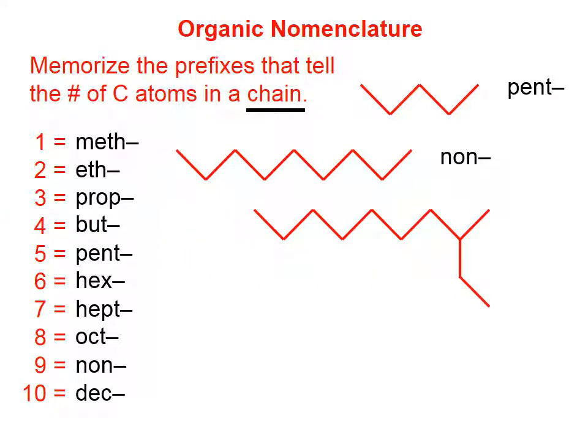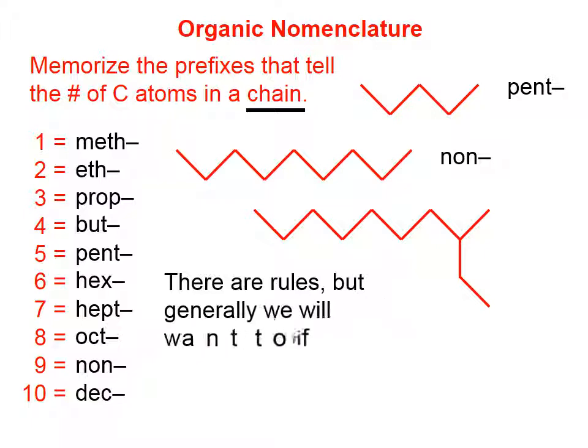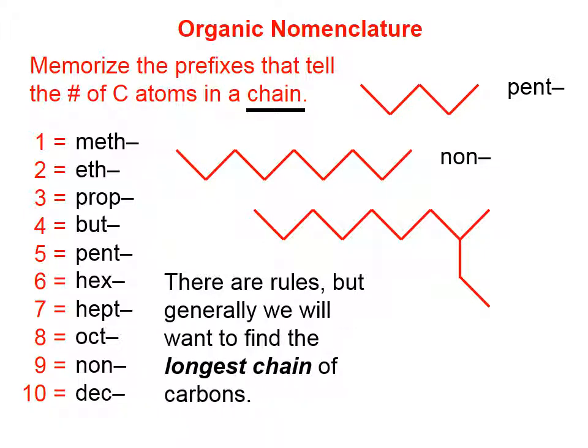How about this one? This one's a little more complicated because if we start counting from the left, 1, 2, 3, 4, 5, 6, 7, 8. Right at carbon number 8 we have a branch. So do we count 9 or do we go 9, 10? There are other rules that come into play, but in general we're going to want to find the longest chain.